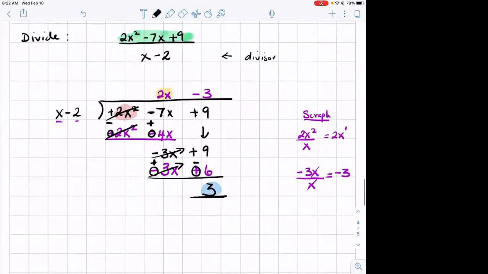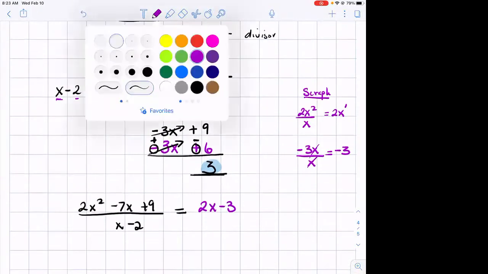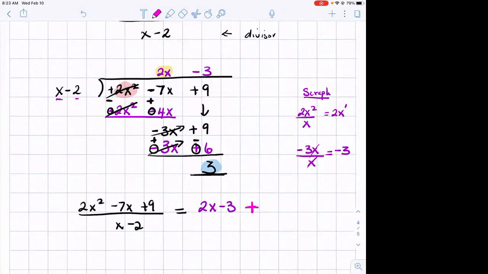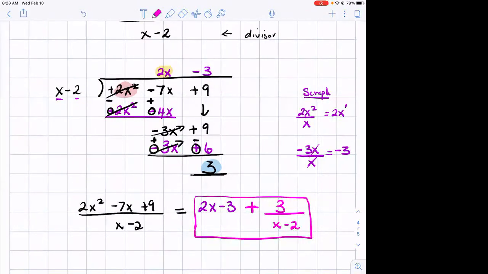So you have 2x squared minus 7x plus 9 over x minus 2. This is equal to the quotient here, which is 2x minus 3, and always plus the remainder, which is 3 over your divisor x minus 2. And this is our final result. Notice here that this is your divisor, so the remainder always goes over the divisor.